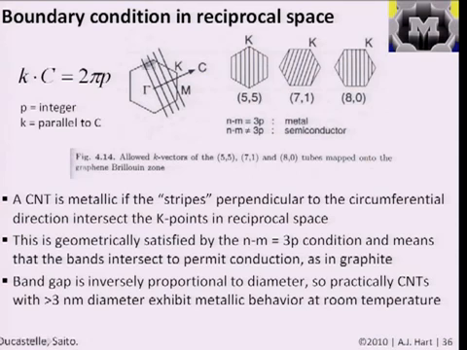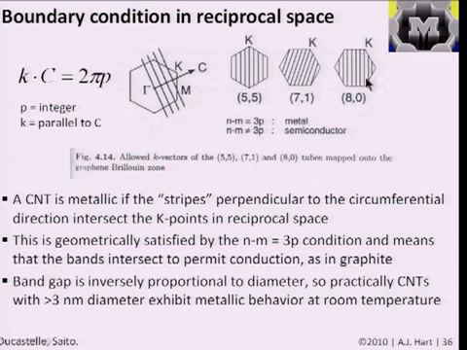And based on this geometric picture, this relates directly to what we've read before, that if the difference between n and m of the indices of the lattice is 3p, or 3 times an integer, you have a metal, and if this is not the case, you have a semiconductor. And you can see in these 3 cases, this geometric consideration is met for the 5,5 nanotube, it's met for the 7,1 nanotube, and it's not met for the 8,0 nanotube.